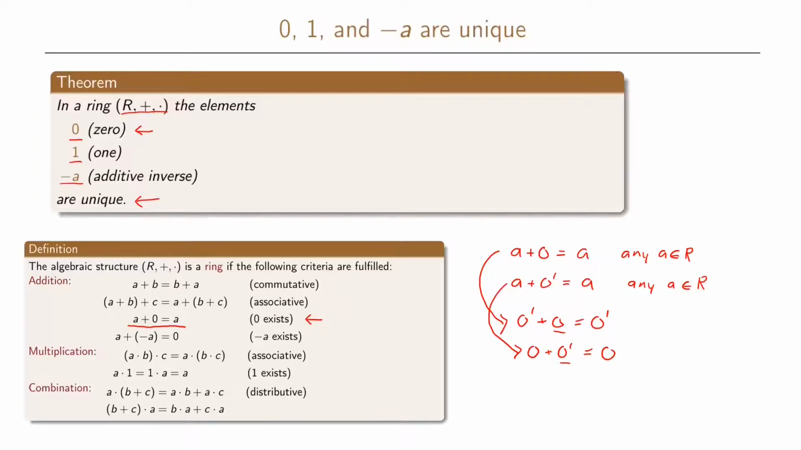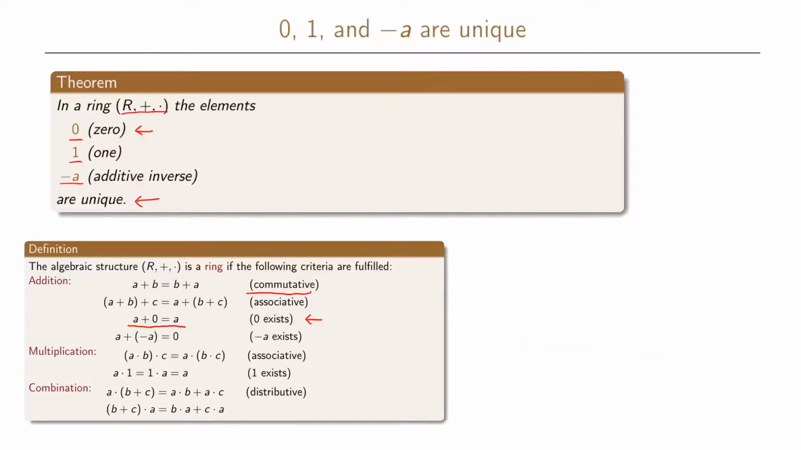But since we also have our commutative law, we can rewrite this second one as 0 prime plus 0 equals 0. Now we can compare these two expressions: 0 prime plus 0 equals 0 prime, and 0 prime plus 0 equals 0. So this must mean that 0 prime is equal to 0. So this element must be unique. Now we move on to show that our 1 is unique.